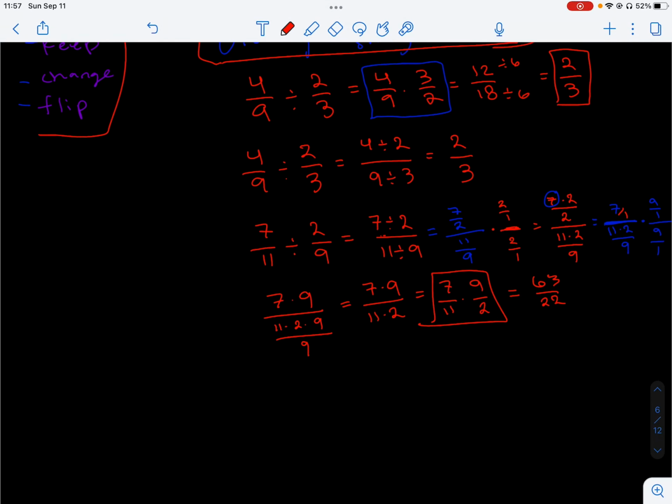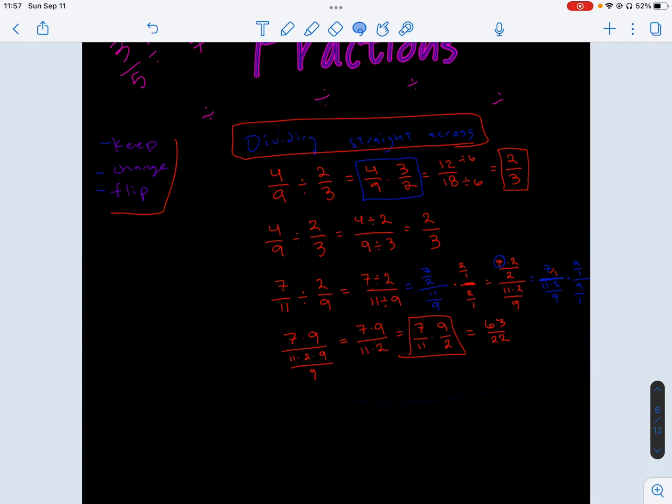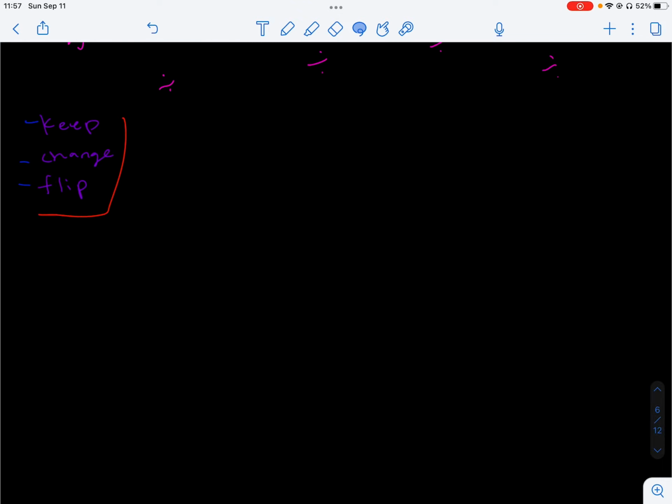Alrighty. So in our previous video, we just talked about dividing straight across and how that can give you the result of keep, change, flip. Today, in this video, what we're going to do instead is use algebra to show why keep, change, flip is a valid result. So I'm going to keep the same problem as before.